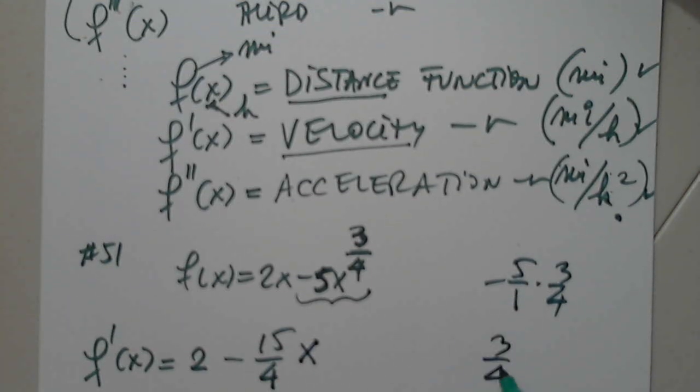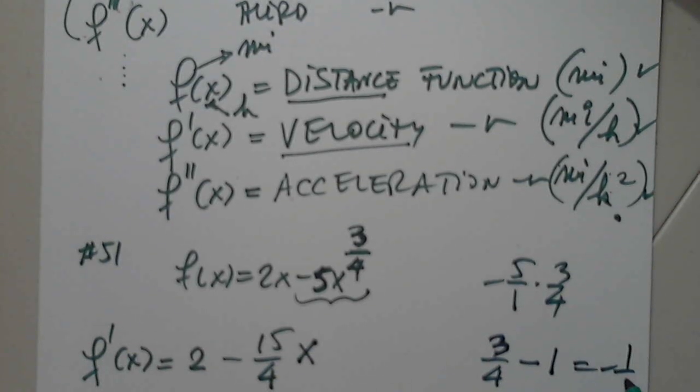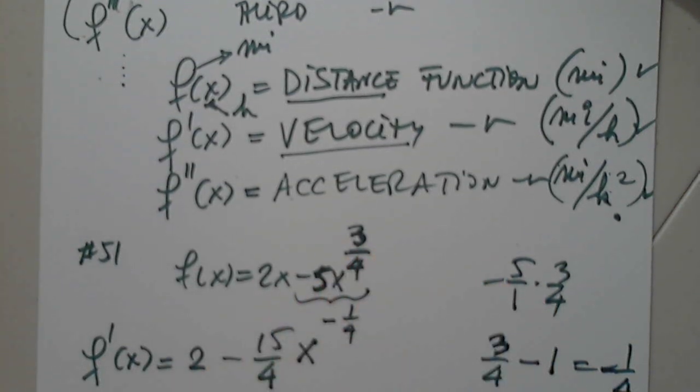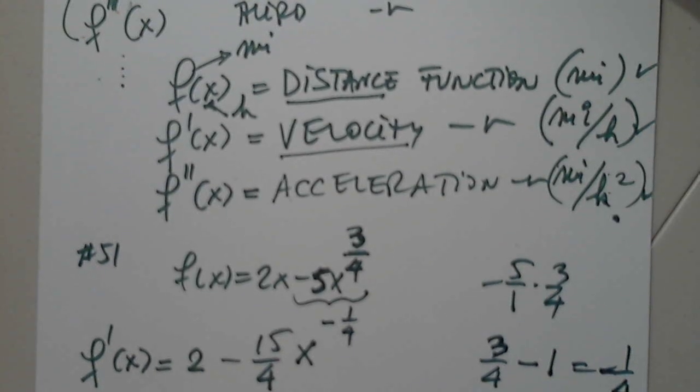From 3/4, we have to take away 1, subtract 1. 3/4 minus 1 has to be -1/4. Right. So the power is -1/4. Yes, you can bring it down, but it's better to keep it that way because we want to find the second derivative.